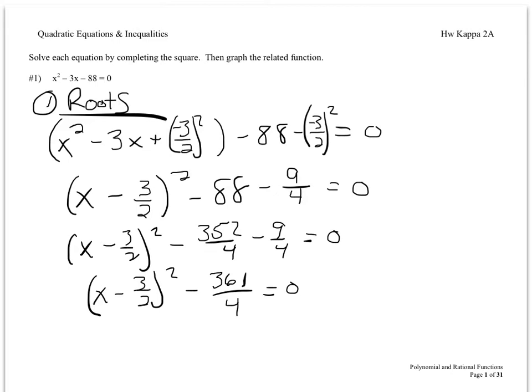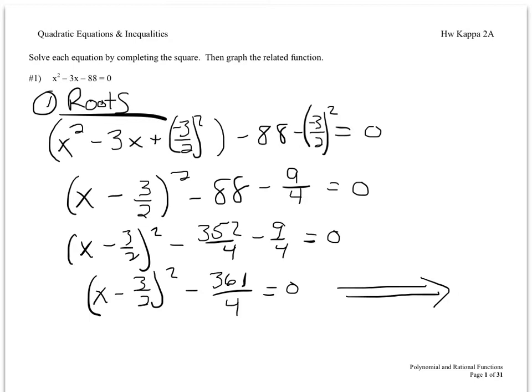So once we get to this point, where the square has been completed and you've simplified so that you've combined like terms, draw an arrow off to the side. We're going to come back to this part later. I'm going to put that on the next page, because this is the part that you're going to use to graph the related function.